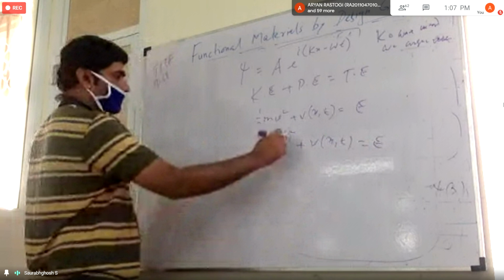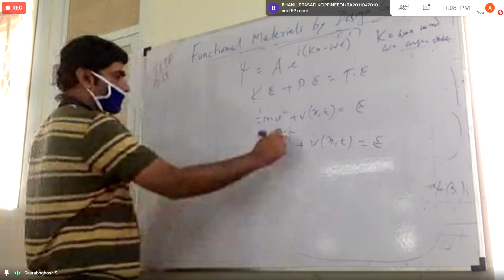So your total energy is kinetic energy plus potential energy. We will be needing this: E equals p squared by 2m plus V of x and t. And this potential energy is a function of both x and t. For the time being, we are considering the potential energy itself to be a function of x and t.